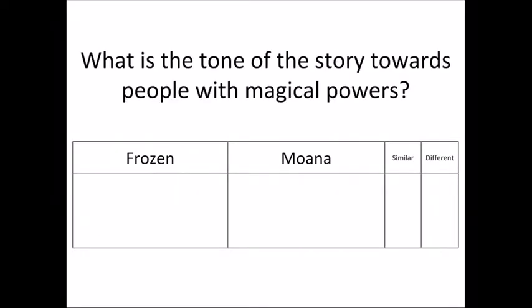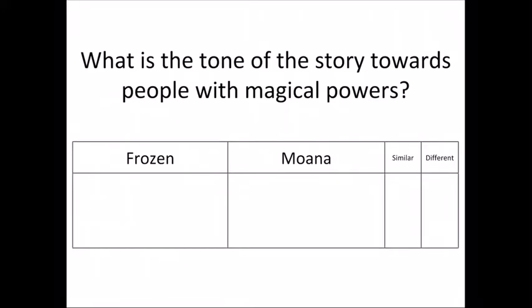What is the tone of the story towards people with magical powers? So to determine tone, you're thinking about how others feel about the character with powers. In Frozen, Elsa is the character with powers. How do people feel about her? In Moana, Maui is the character with powers. How do people feel about him? This one might take a little bit longer to write.